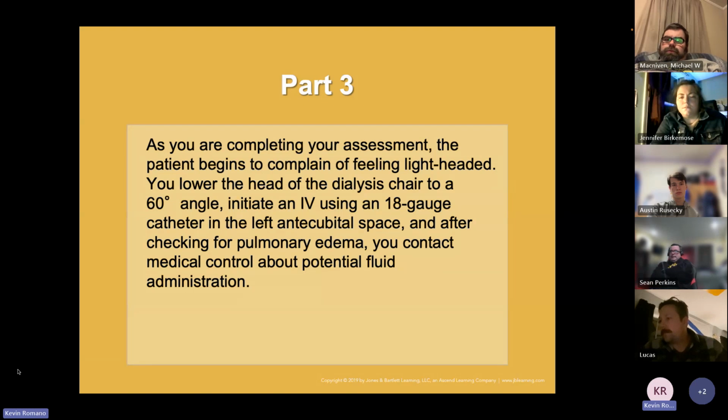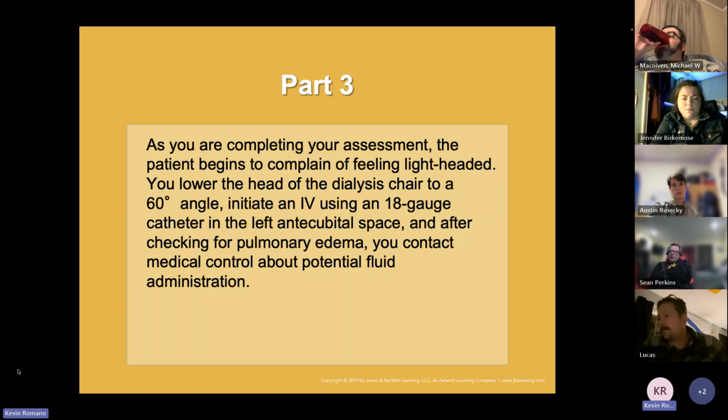As you are completing your assessment, the patient begins to complain of feeling lightheaded. You lower the head of the dialysis chair to a 60-degree angle, initiate an IV using an 18-gauge catheter in the left antecubital space, and after checking for pulmonary edema, you contact medical control about potential fluid administration.